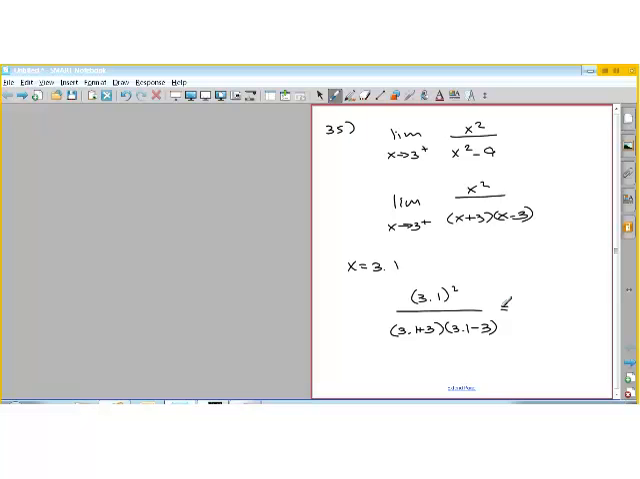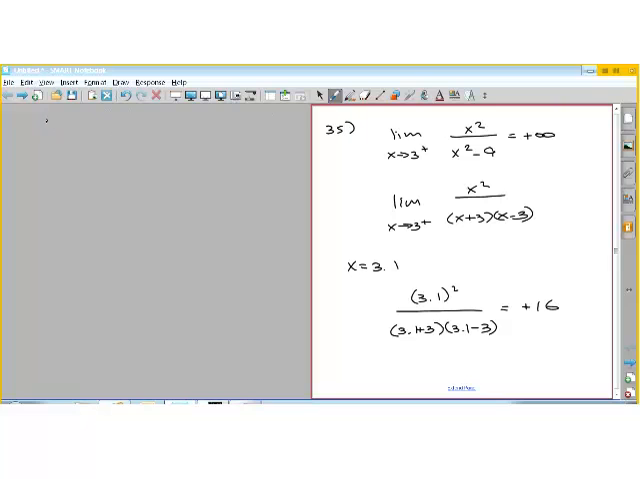Okay, so you get 3.1 squared divided by 6.1 divided by 0.1, and you get approximately 16. It's positive 16, so that's the important thing, positive 16. So we know the answer is positive infinity.